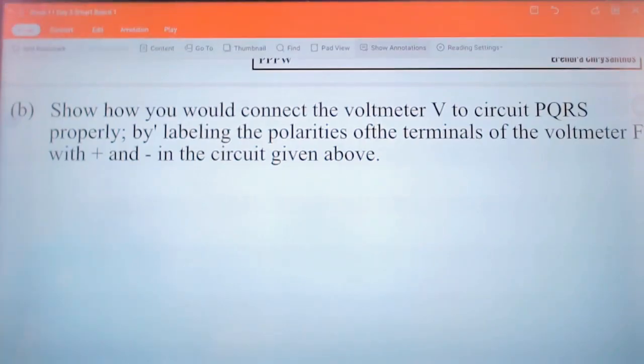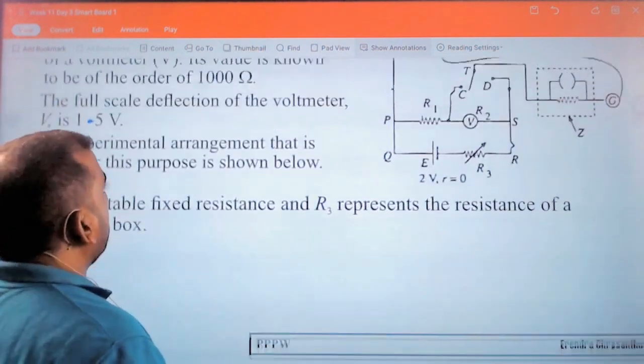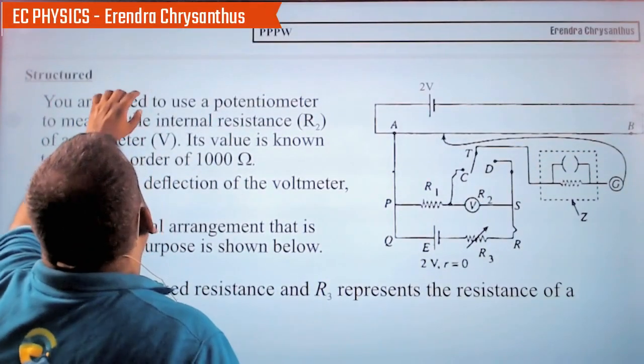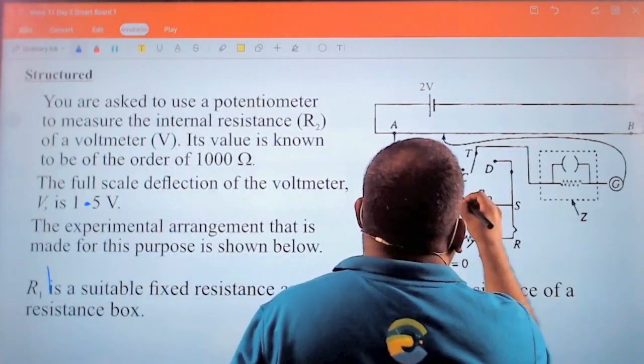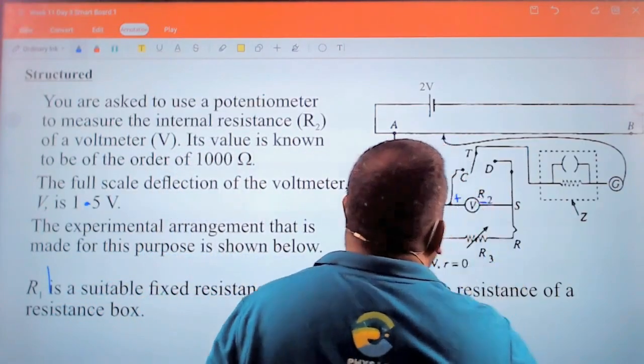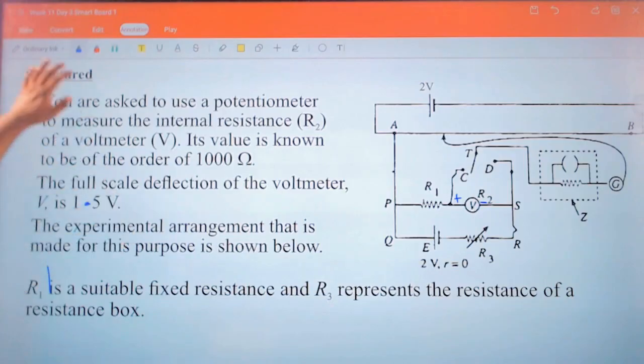Show how you would connect the voltmeter V to the circuit PQRS properly by labeling the polarities of the terminals, plus and minus. This is not difficult. The positive terminal is connected to the positive side and the negative terminal to the negative side. That's all.